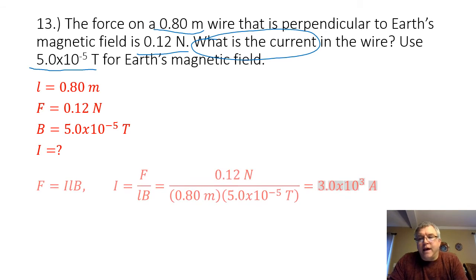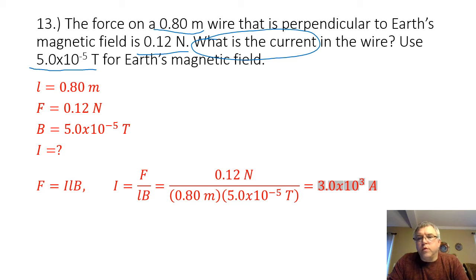So again, using F equals ILB, in this particular case, we have to solve for I, or for current. So we rearrange the formula. We get I equals F divided by L times B. Substitute in our known values, and we should get a current of 3.0 times 10 to the third amps.